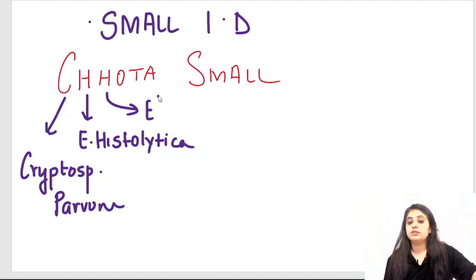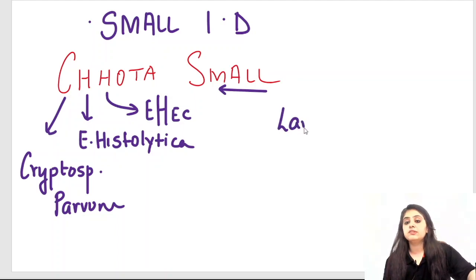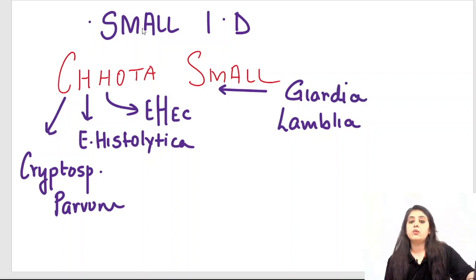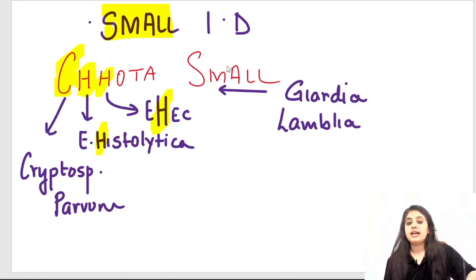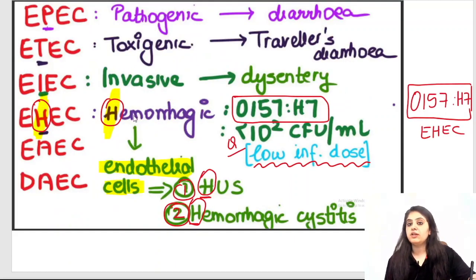enterohemorrhagic E. coli. So the next H for EHEC, and then in chota small, lamb, if you read it opposite, it sounds like lamblia. So that is going to be Giardia lamblia. Please remember, these are the organisms that require a small infectivity dose: Cryptosporidium, Histolytica, EHEC, and lamb, that is Giardia lamblia. Okay, having said that, coming back, so EHEC over here has a small infectivity dose.